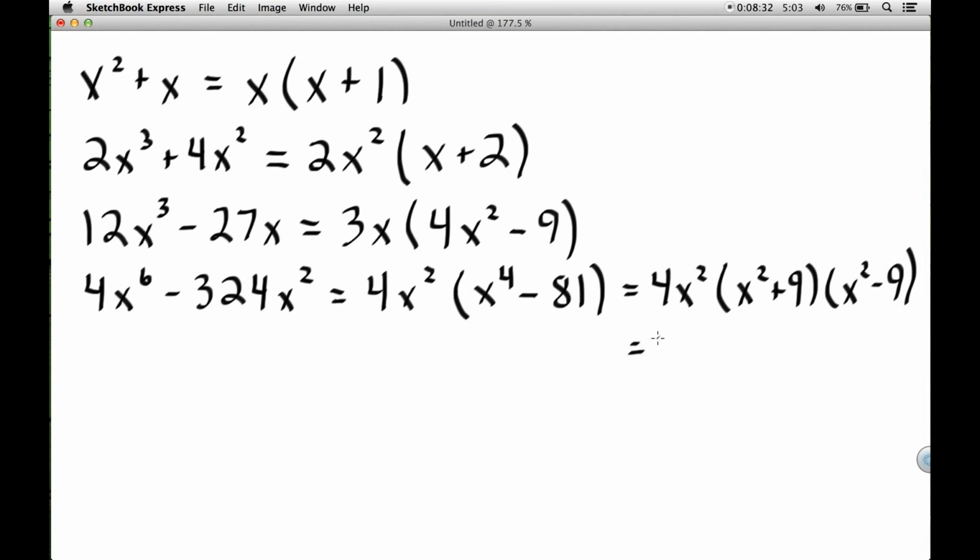So this will be 4x squared times x squared plus 9. And now we factor this to x plus 3, taking the square root of both, times x minus 3. Okay, so we were able to factor that one 3 times. So once we start getting to things like graphing, it's going to be very helpful to factor as much as possible. Always keep factoring and simplify all the way.